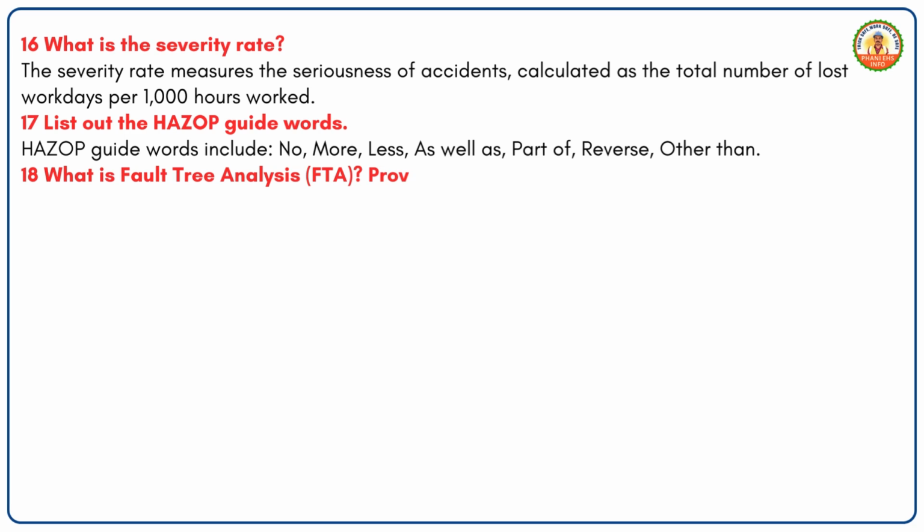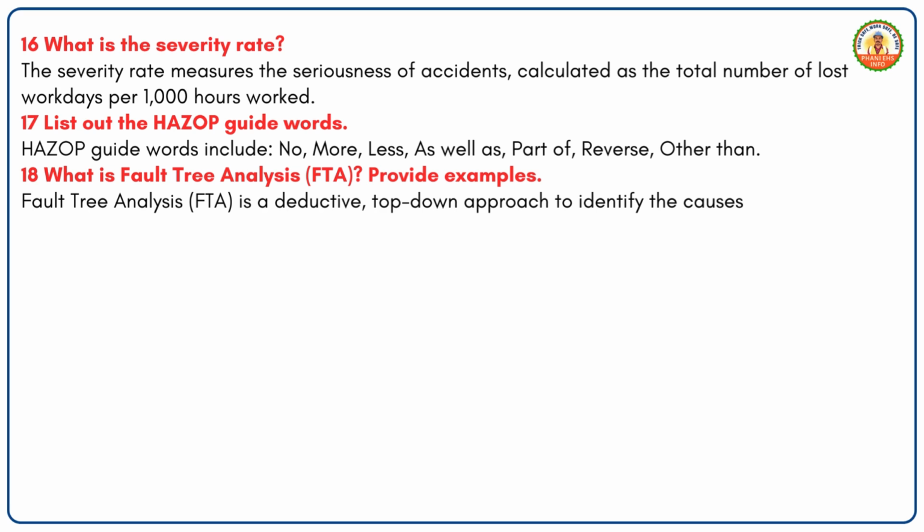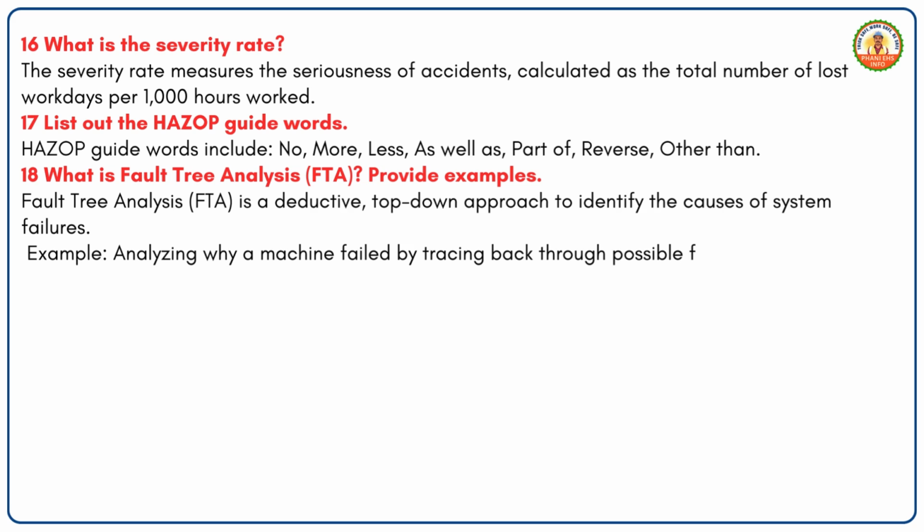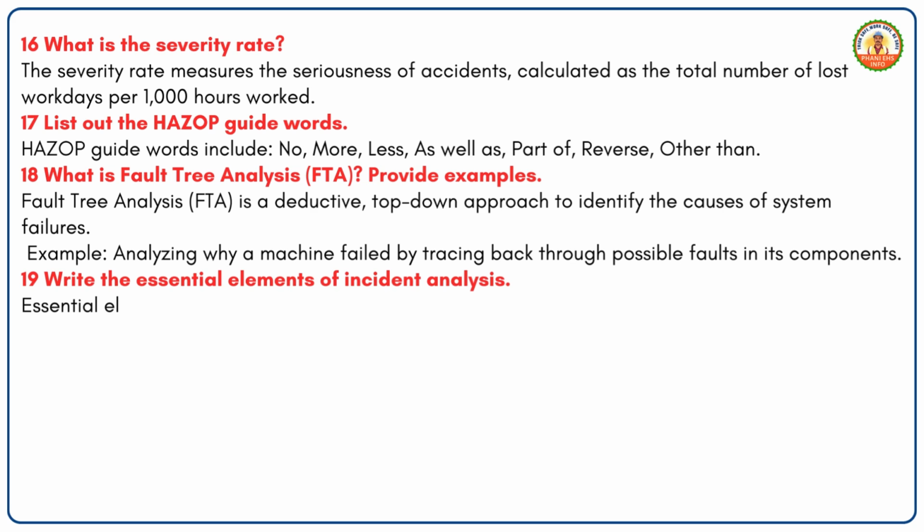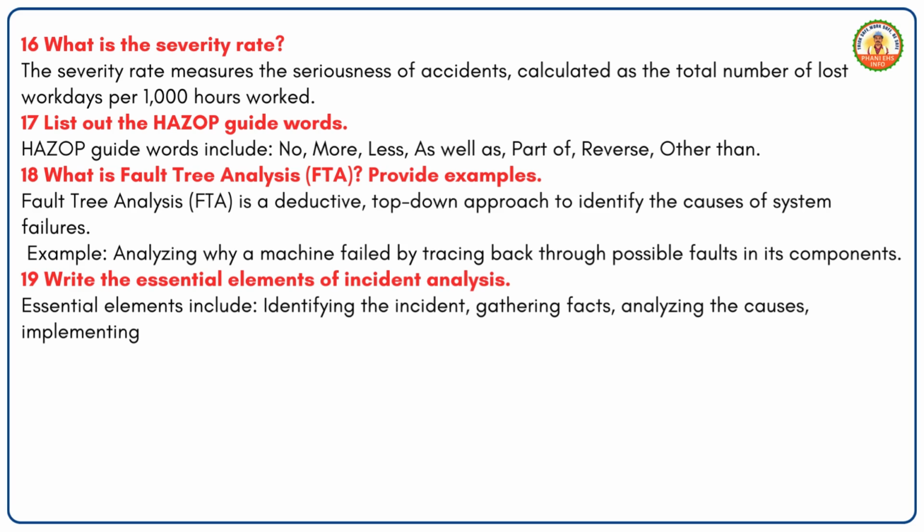18. What is fault tree analysis, FTA? Provide examples. Fault tree analysis, FTA, is a deductive, top-down approach to identify the causes of system failures. Example: analyzing why a machine failed by tracing back through possible faults in its components. 19. Write the essential elements of incident analysis. Essential elements include identifying the incident, gathering facts, analyzing the causes, implementing corrective actions, and documenting the findings.